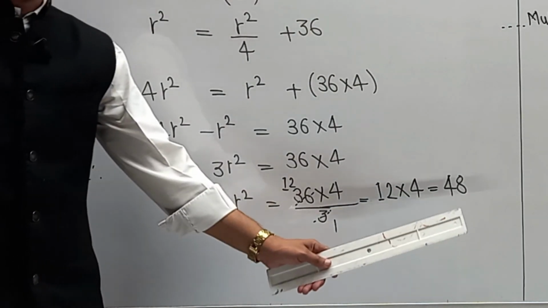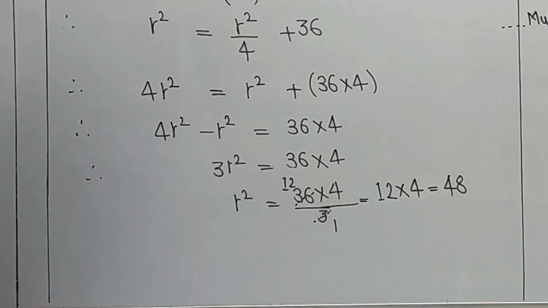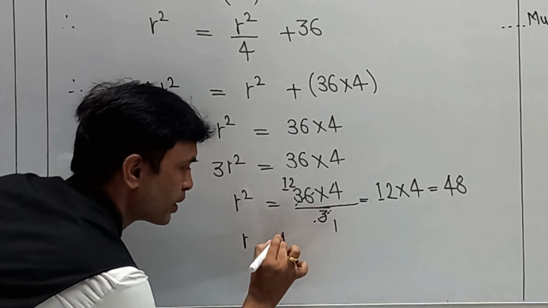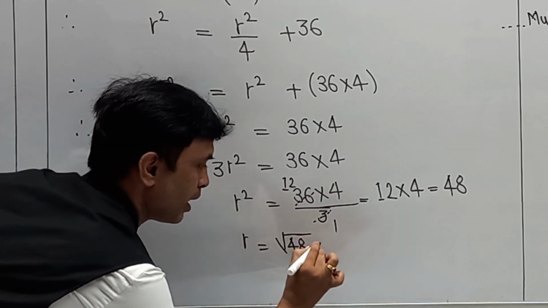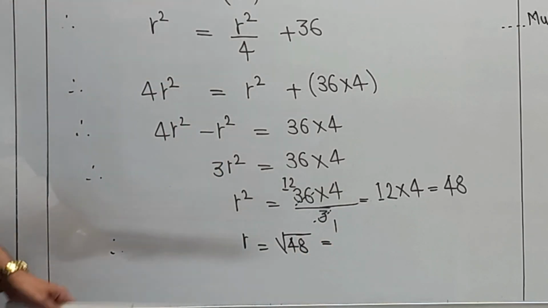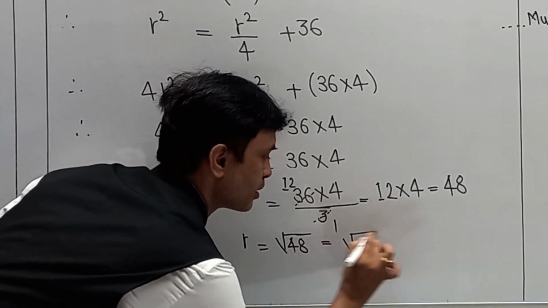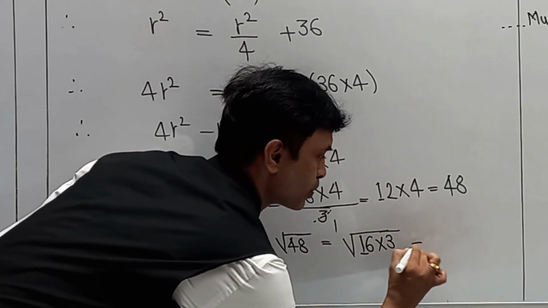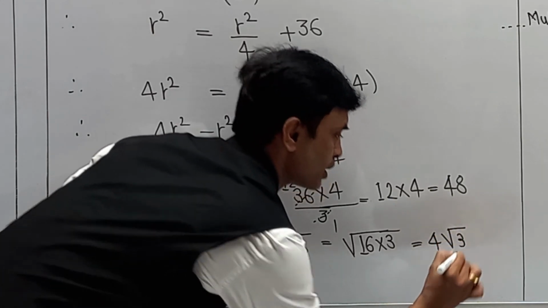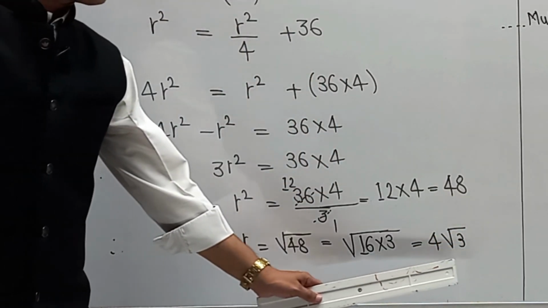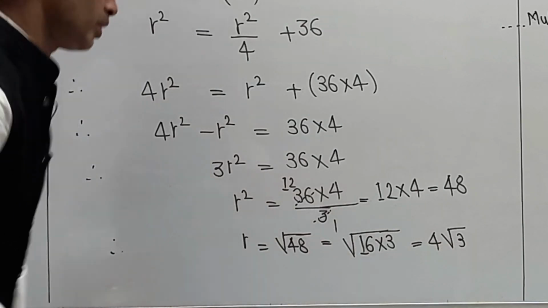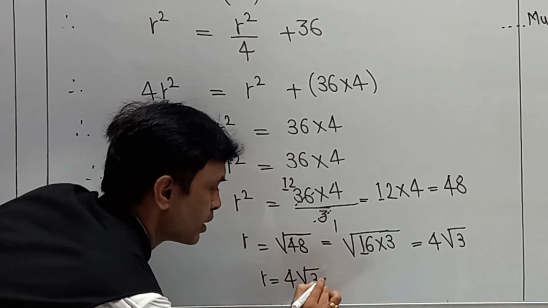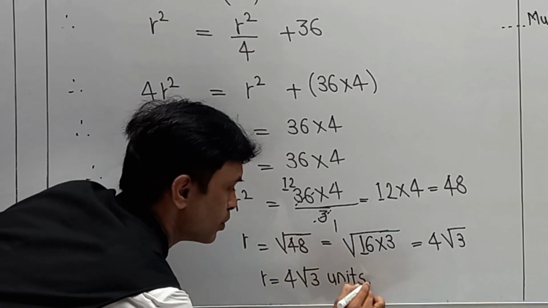Now if R square is equal to 48, our target is to find the value of R. So R is equal to under root of 48. Under root of 48 is nothing but under root of 16 into 3. This 16 comes out from the root as 4, so 4 root 3. And this is the radius of the circle, 4 root 3. So our answer is R is equal to 4 root 3. We don't know the units, so I am going to write it as units.